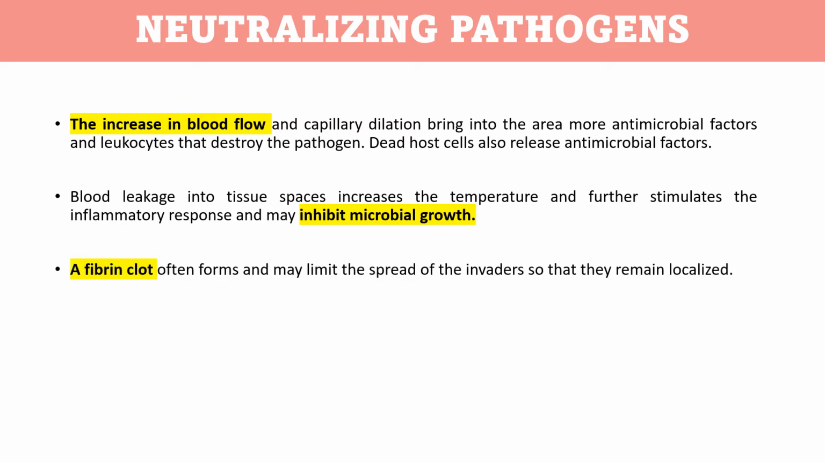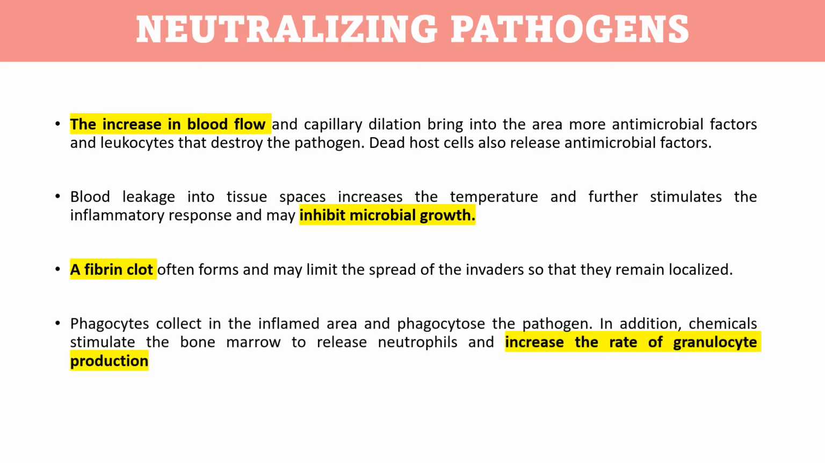A fibrin clot often forms and may limit the spread of invaders so that they remain localized. Phagocytes collect in the inflamed area and phagocytose the pathogen. In addition, chemicals stimulate the bone marrow to release neutrophils and increase the rate of granulocyte production.